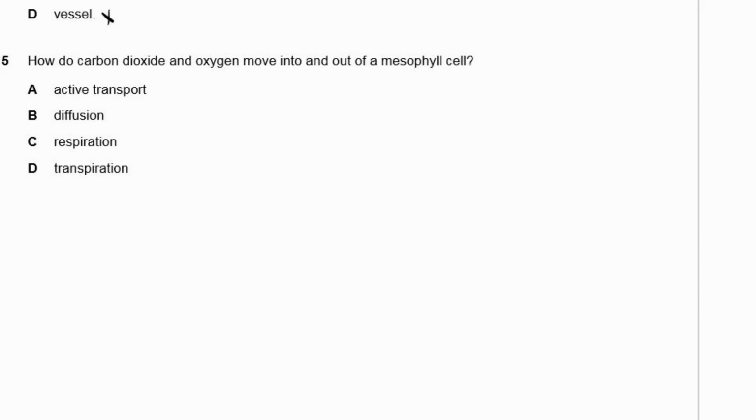Question 5. How do carbon dioxide and oxygen move into and out of a mesophyll cell? Is it active transport? Nope, there's no energy put in. Is it diffusion? Yes, there's no energy put in. Is it respiration? No, that's how they are either used up or produced. Transpiration? No, they're just talking about water when they talk about transpiration. So the answer here is B.